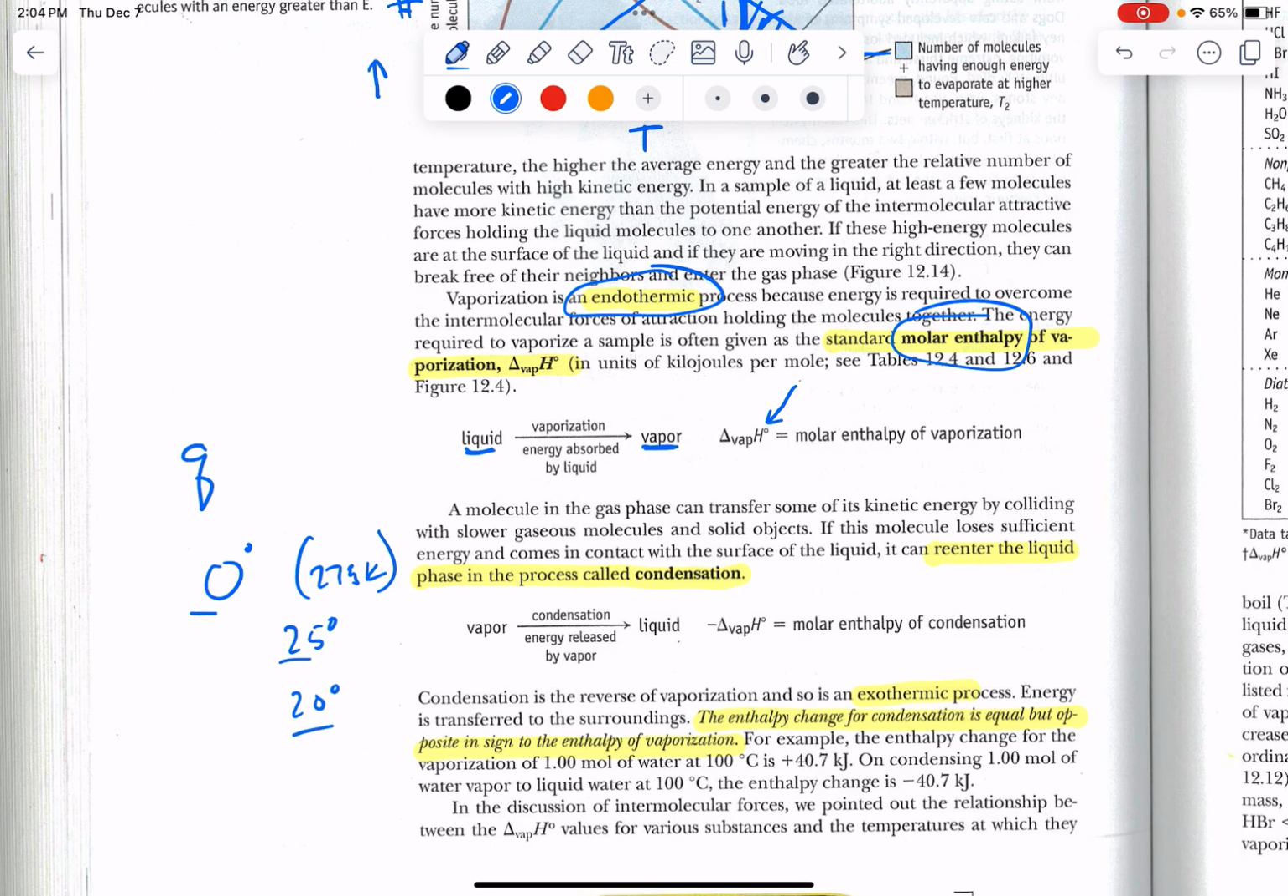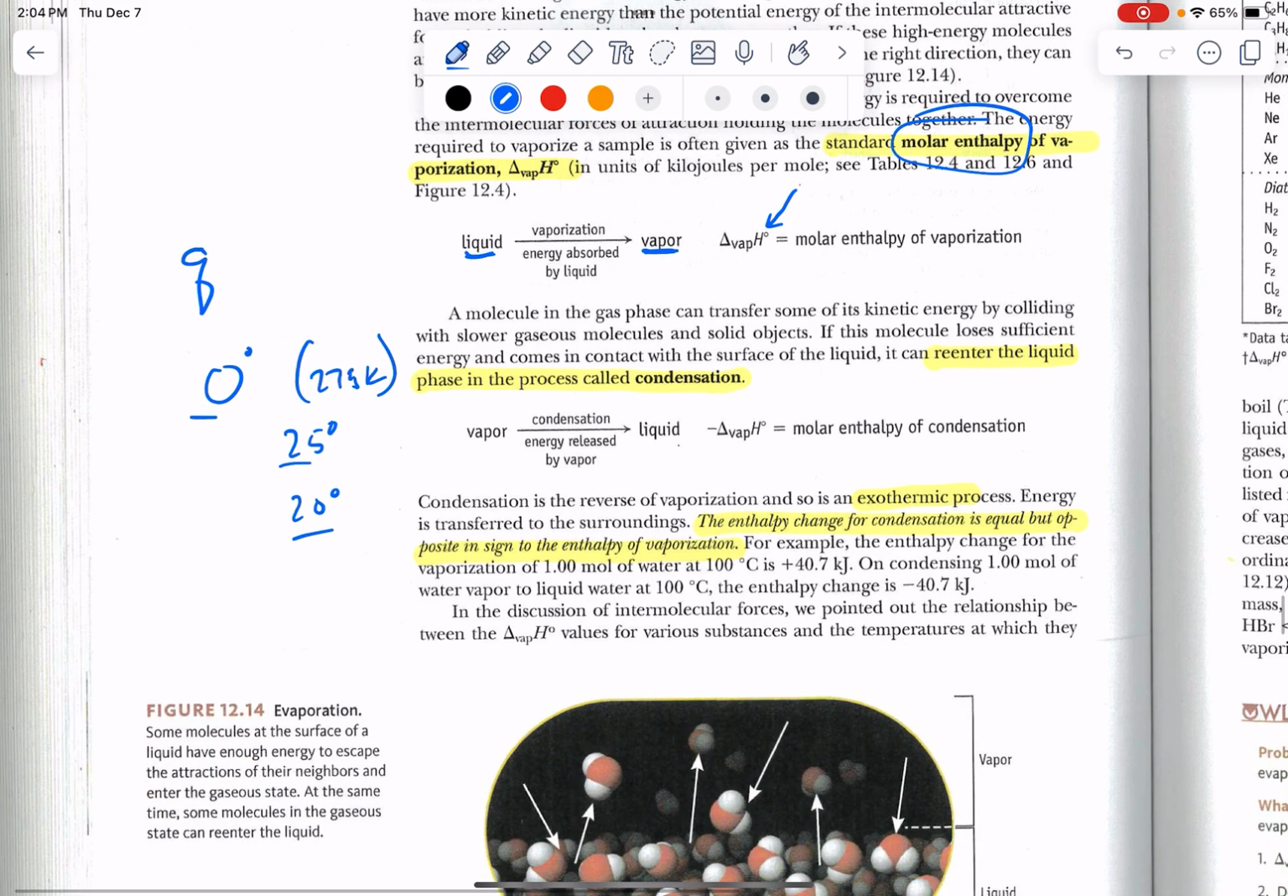And of course, going from the vapor state back to the liquid state, in other words, recondensing, is the reverse, and that's going to be exothermic. If it takes heat to go from liquid to vapor, there's going to be a release of heat to go from the vapor back to a liquid.